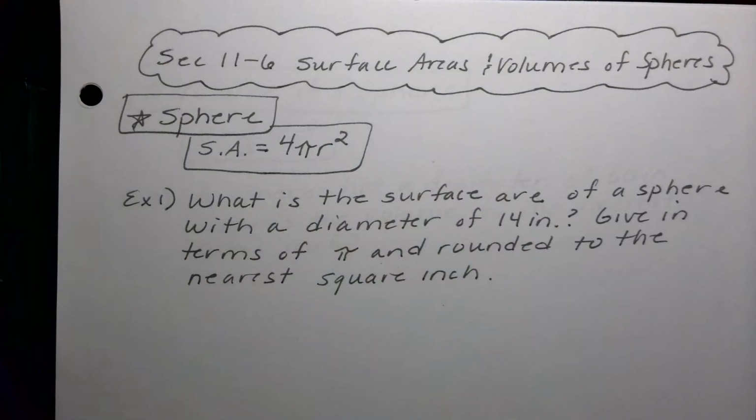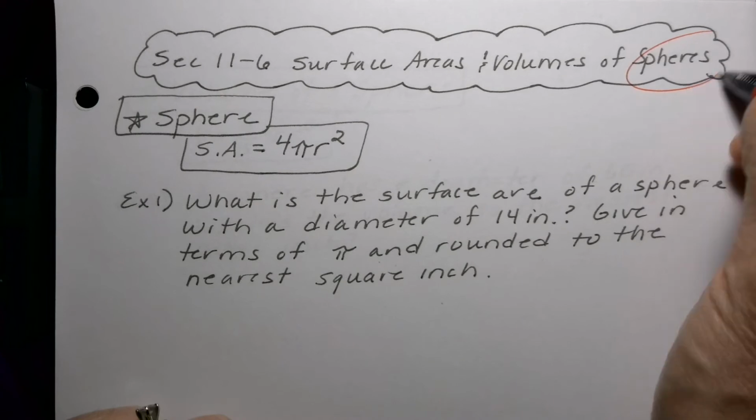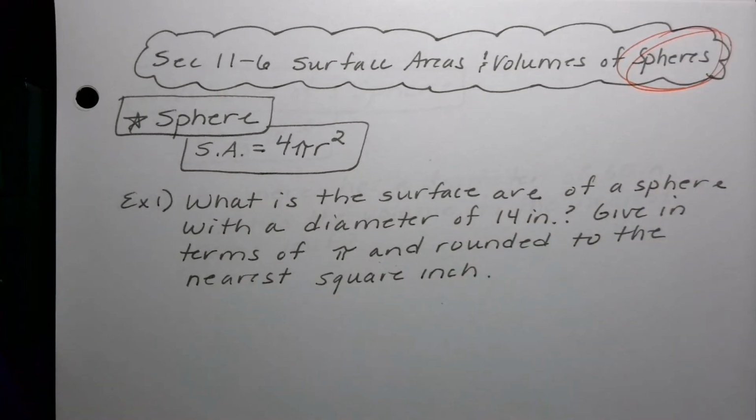All right, here we go. Spheres today. Like balls, they're not circles. Circles are flat. Spheres are three-dimensional. Spheres are some of the simplest things to work with because all you need is the radius to do the surface area or the volume. You just need the radius. So let's look.